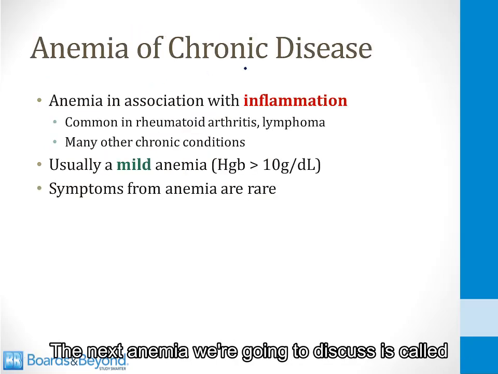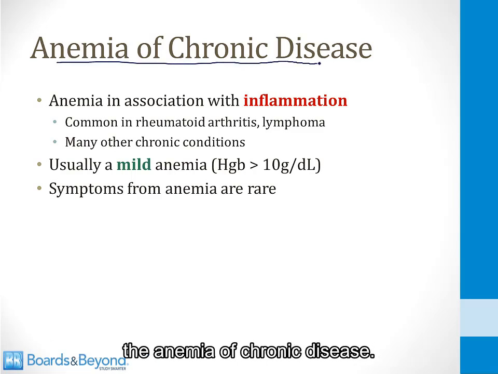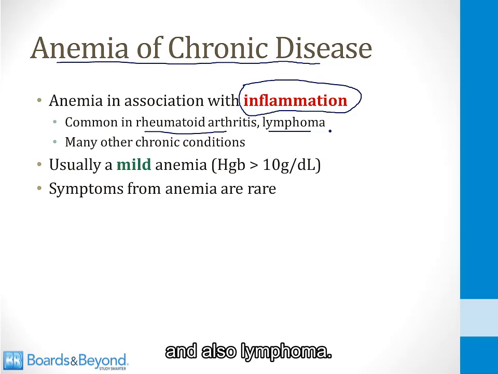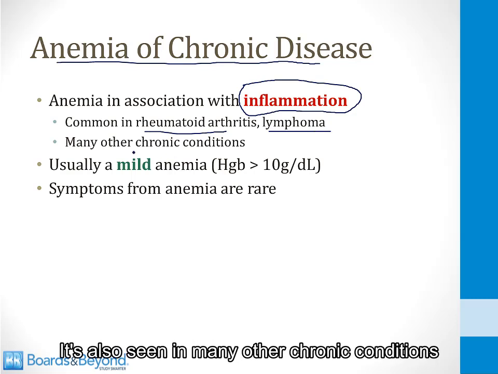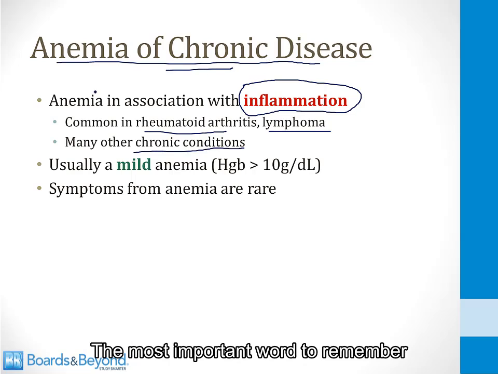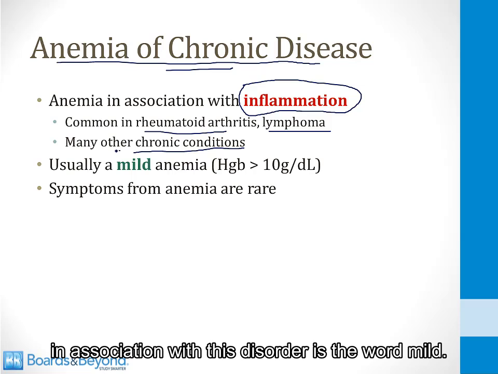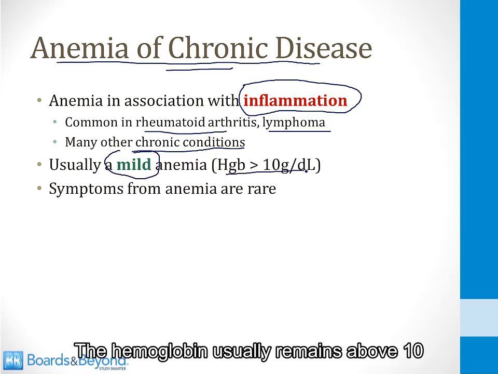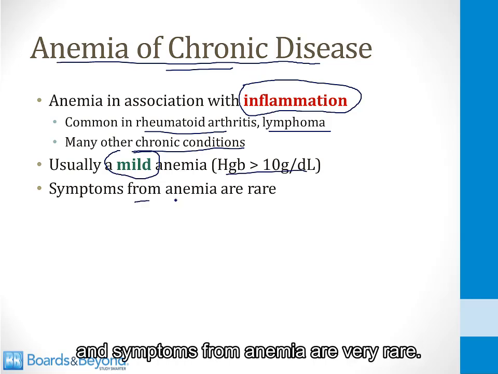The next anemia we're going to discuss is called the anemia of chronic disease. This is an anemia that occurs in association with inflammation. It's common among patients who have rheumatoid arthritis and also lymphoma. It's also seen in many other chronic conditions, and that's how it gets its name. The most important word to remember in association with this disorder is the word mild. This is usually a mild anemia. The hemoglobin usually remains above 10, and symptoms from anemia are very rare.